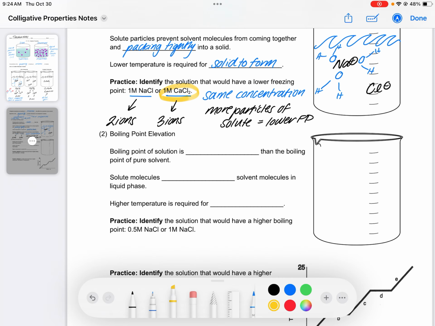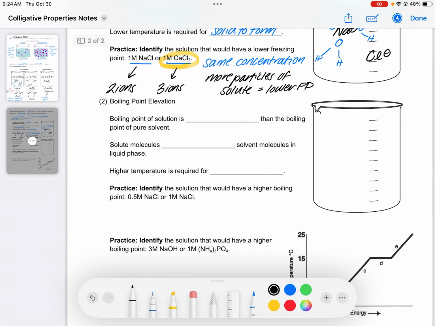The other colligative property is called boiling point elevation. So we're looking at kind of the opposite end of our heating curve here. The boiling point of a solution is higher than the boiling point of a pure solvent. So when we have solute, we're going to have a higher boiling point than when we just have a pure substance. What's happening is solute molecules attract and hold solvent molecules in the liquid phase.